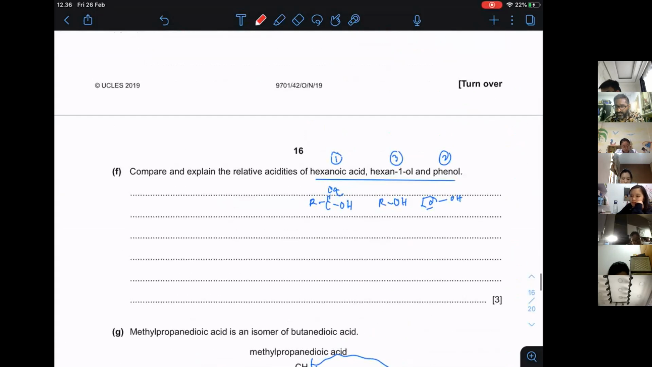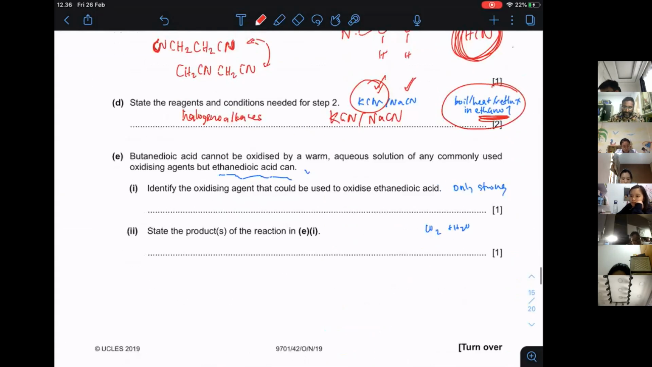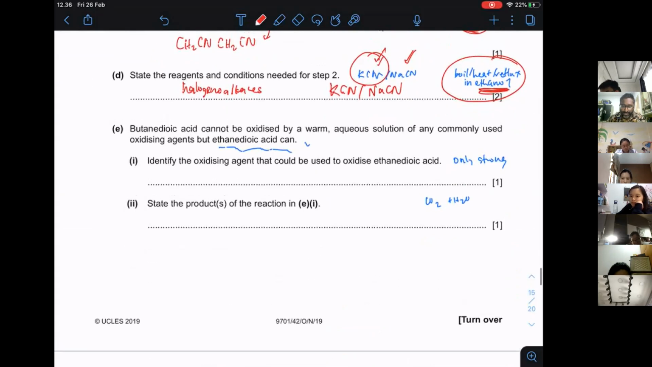Okay, let's go fast here. We have only 4 minutes. Okay, I want to finish by 12:40.